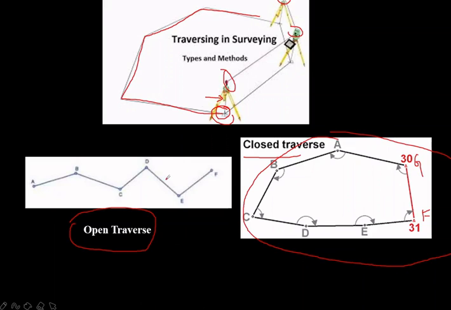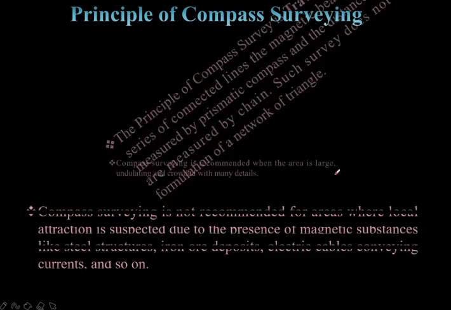Whenever the point of starting is not the point of ending, okay, the point of ending is different, that is called open traversing because they will never meet. Okay, so this type of arrangement is called open traverse and this is closed traverse. So next we will see the principle of compass surveying.